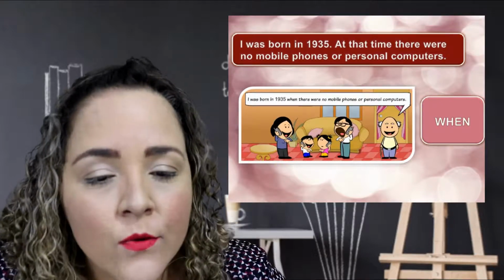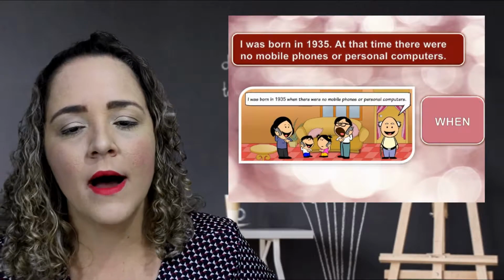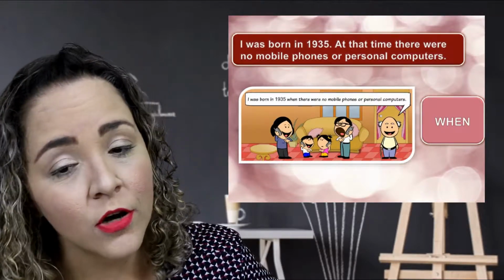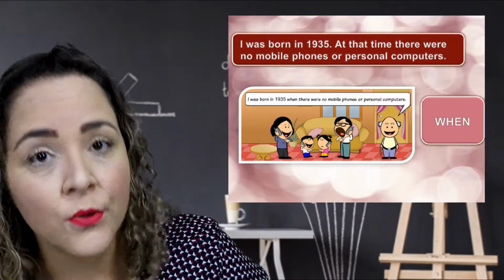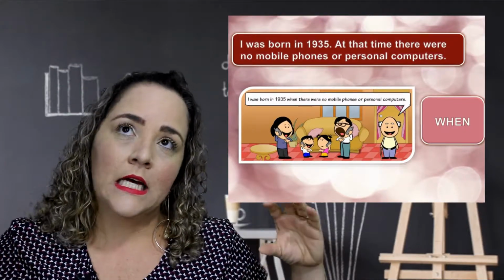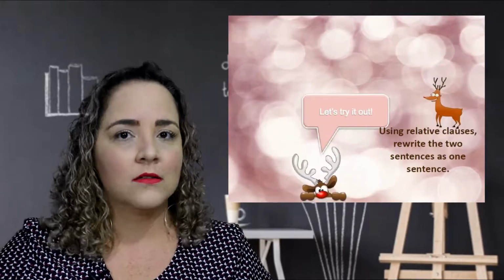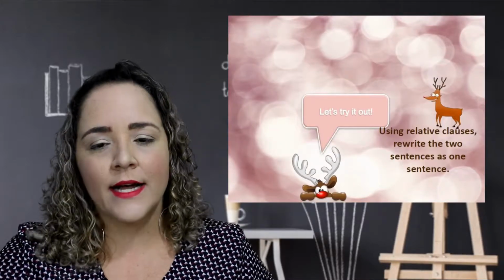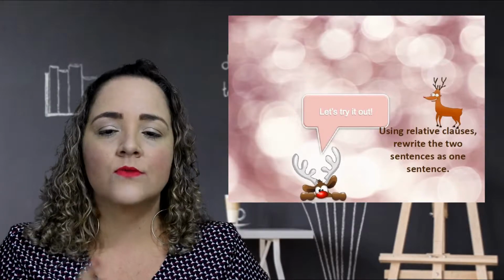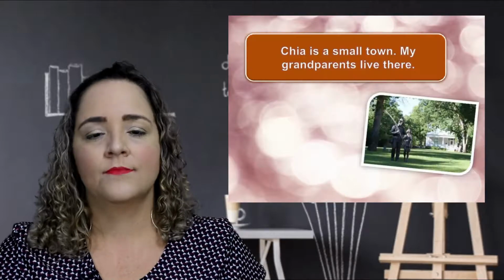Look, I was born in 1935 when there were no mobile phones or personal computers. So the man used two sentences. He connected two sentences with a relative clause. Let's try it out. Using relative clauses, rewrite two sentences as one sentence. Okay?